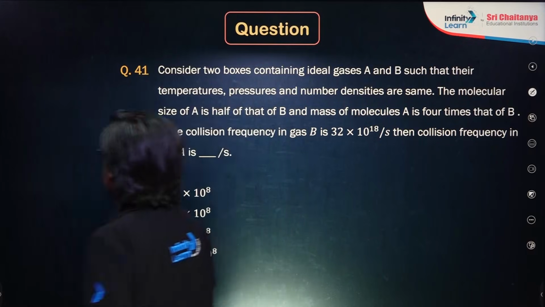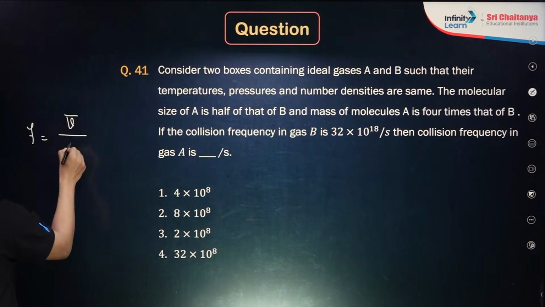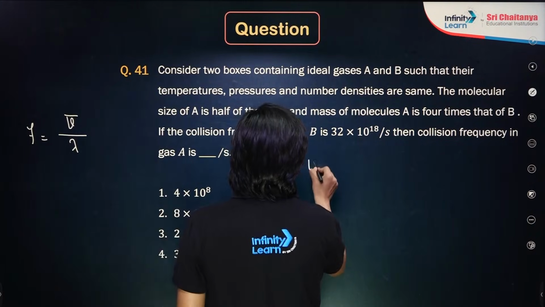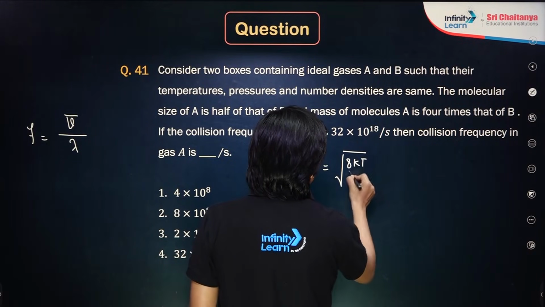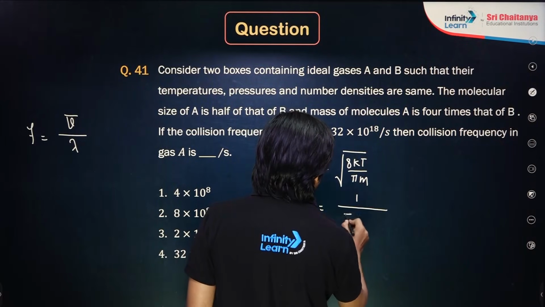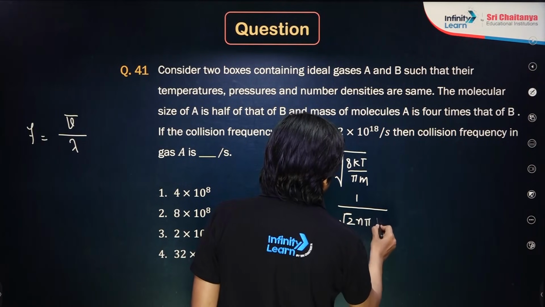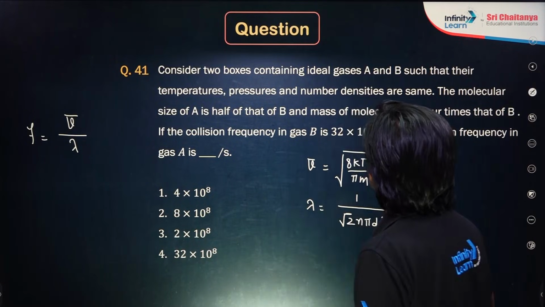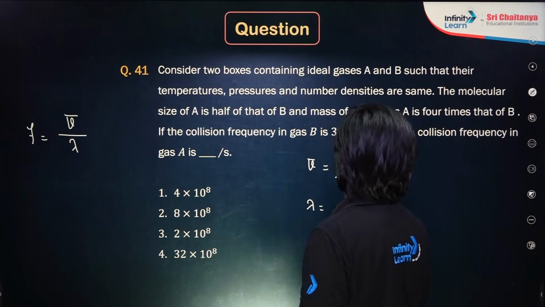First of all, you can write the frequency f is equal to average speed divided by mean free path. V bar comes out to be square root of 8kT by pi m, and lambda is 1 divided by square root 2 n pi d square. From this, V bar by lambda, k is already a constant, the Boltzmann constant, 8 is a constant, pi is a constant.